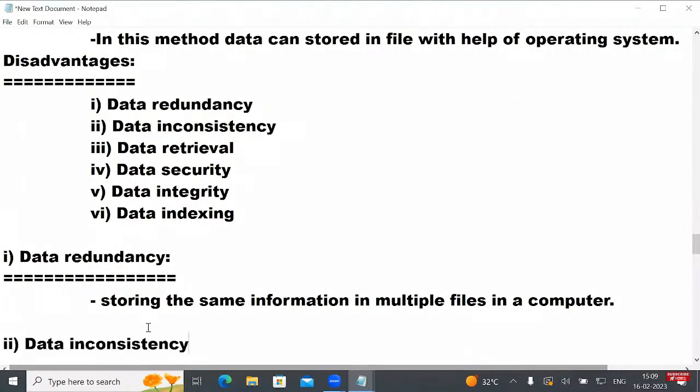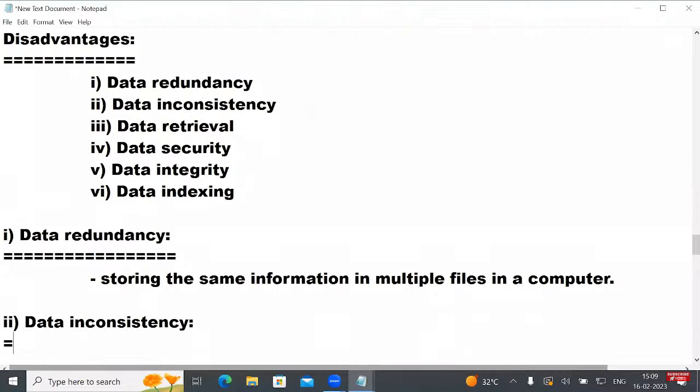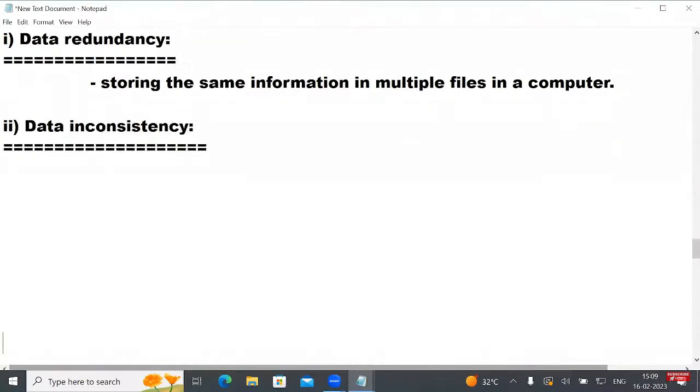What about the data inconsistency problem? Inconsistency is nothing but, guys, irregularity. Data is not consistent. When it is irregular, people will get confused. That is called an ambiguous problem. That is called data inconsistency.